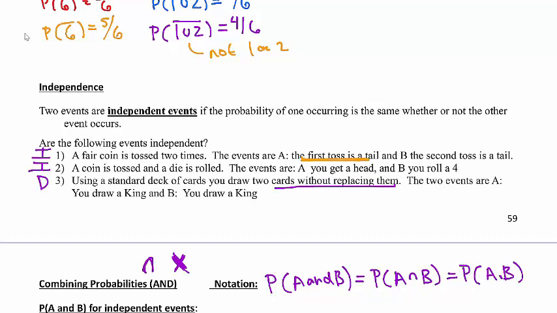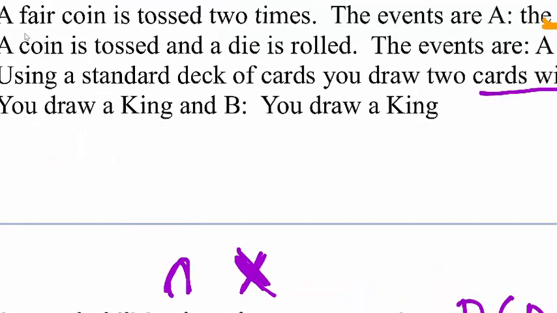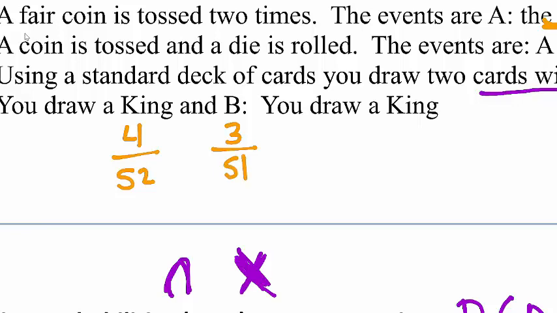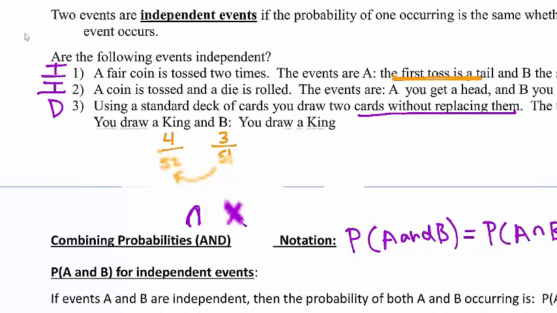Probability you draw a king and then you draw another king. Well, first chance of drawing a king is 4 out of 52. But if you grabbed a king, your next chance is going to be 3 out of 51. Knowing you got a king the first time changed the probability the second time, so they were dependent.